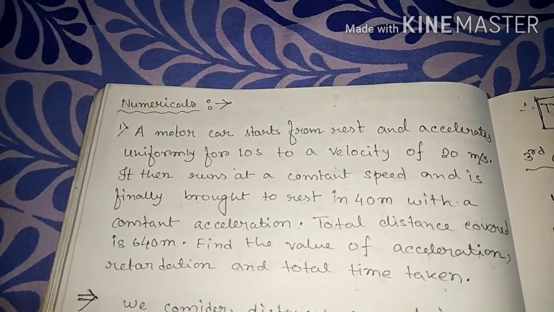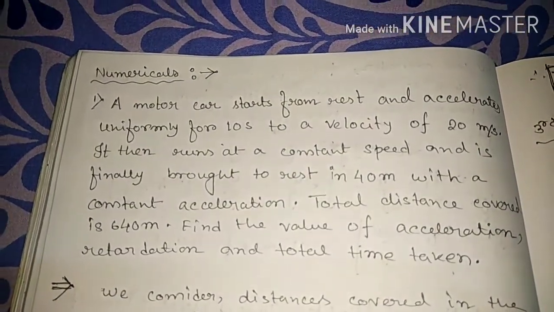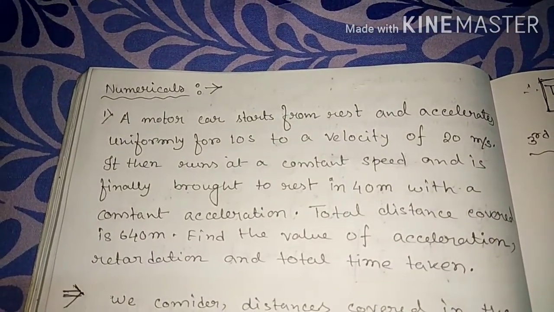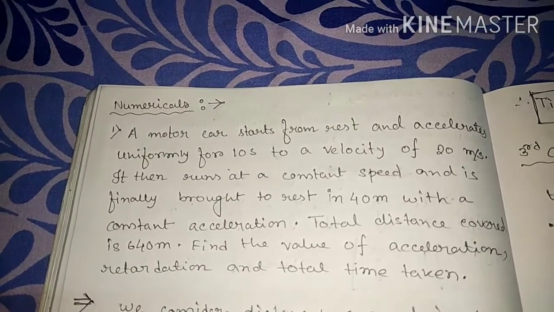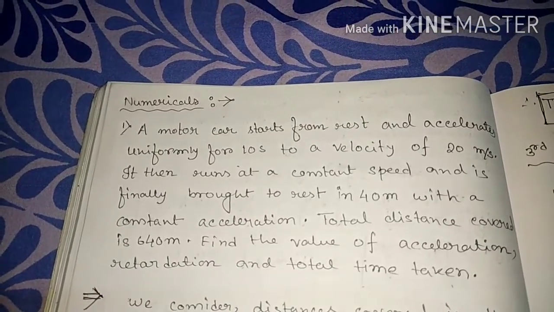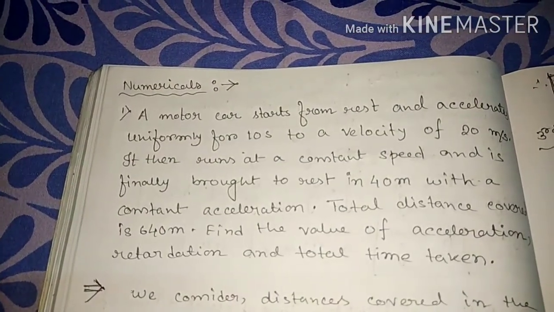So three cases are there, three steps are there, and the total distance is given, that is 640 meters, covered by the object or motor car. Find the value of acceleration, retardation, and total time. Total time is case 1 plus case 2 plus case 3. So let's start. How do we find out?